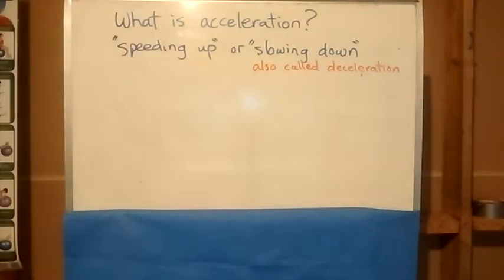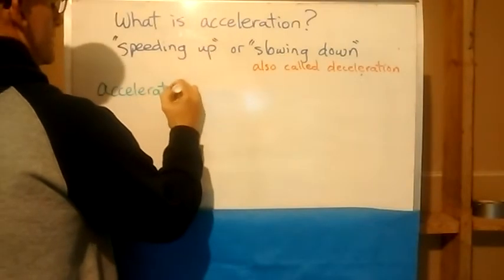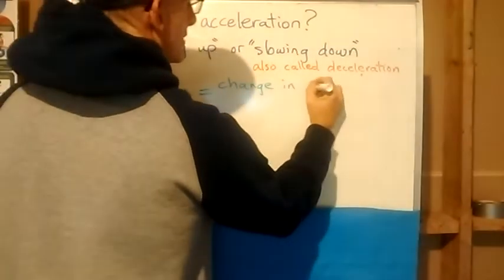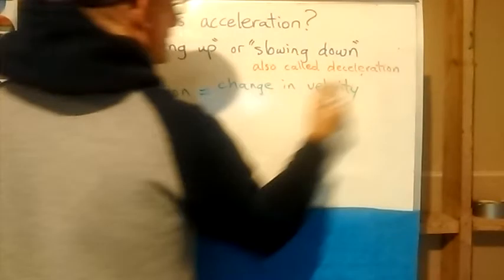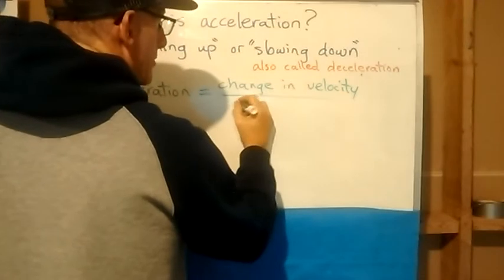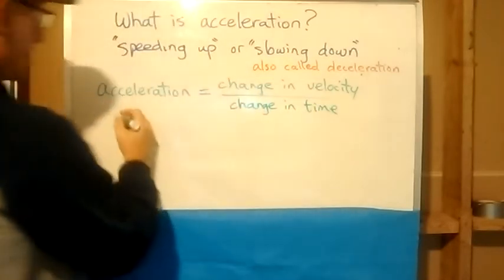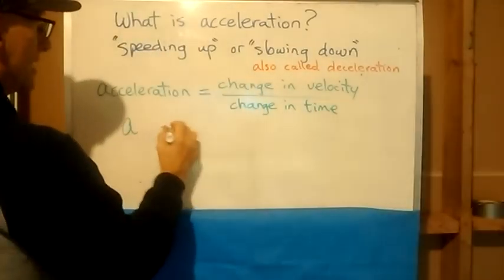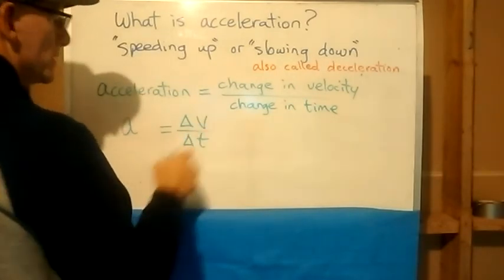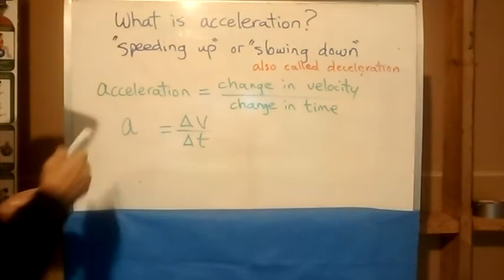So really, acceleration is some sort of change in the velocity, but in a certain amount of time. So in a period of time, right? Change in time. So we write it down as acceleration. A is equal to change in velocity over change in time. So some sort of time interval over which the velocity changes. That is the acceleration.